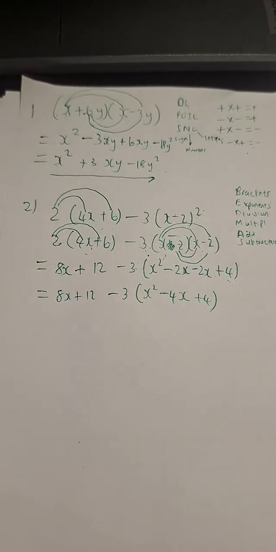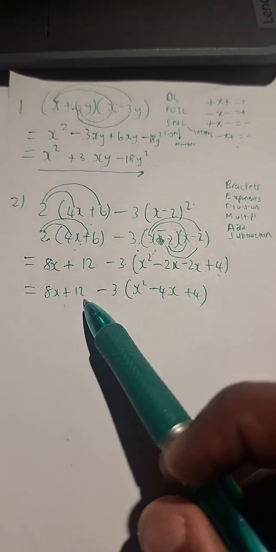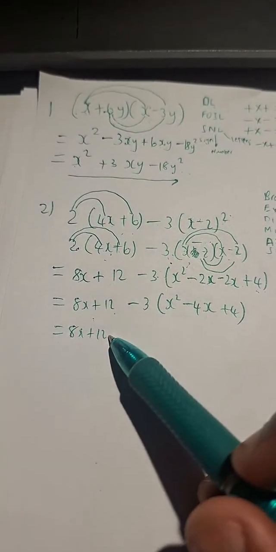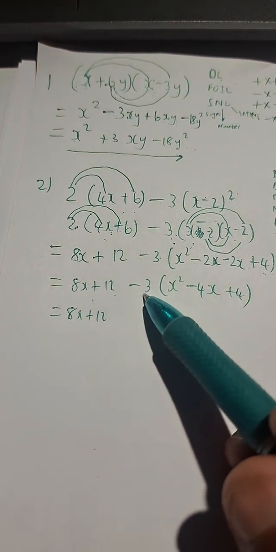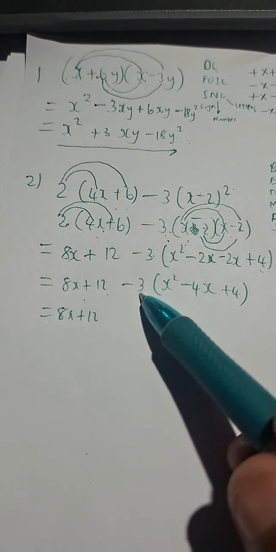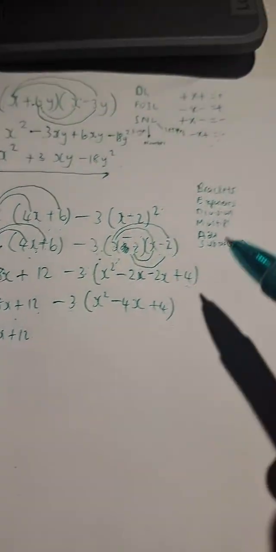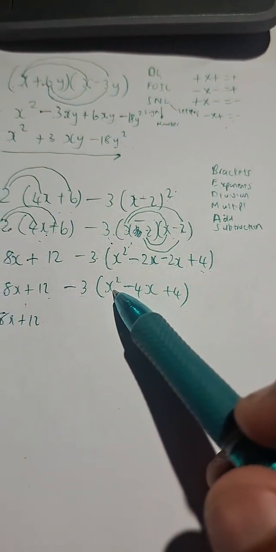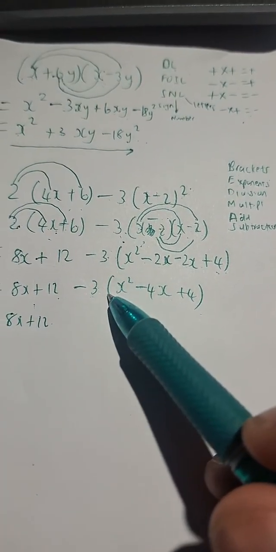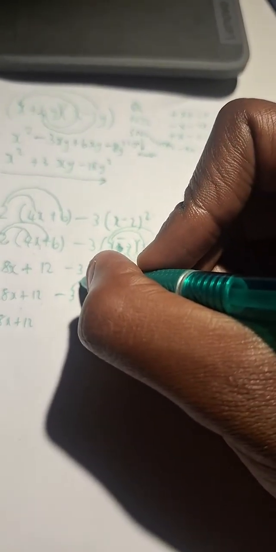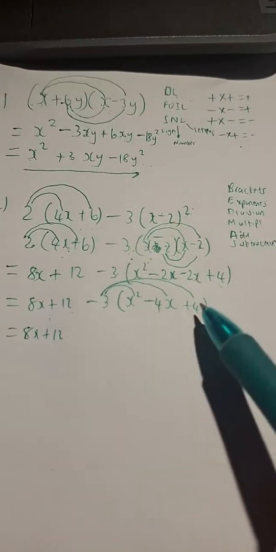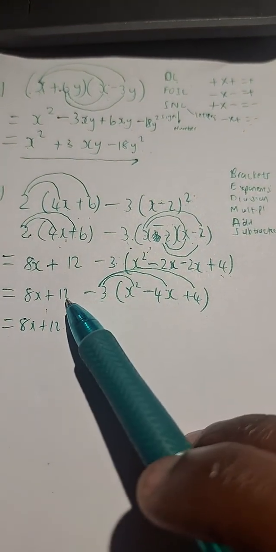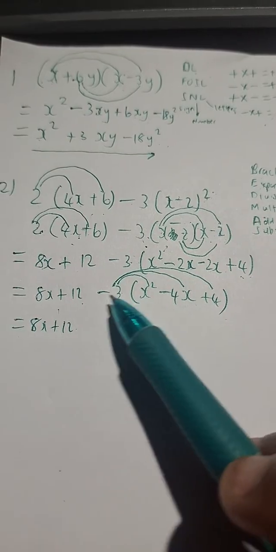Now please take note of what I'm going to do next. 8x plus 12. We still are taking that down. We can't say 12 minus 3. We can't subtract these two. Why? Because this negative 3 has a relationship with the bracket. And in maths, what do brackets mean? Brackets mean multiply. So our priority is to take the negative 3 and distribute it to all 3 terms inside the bracket. So that's why we can't say 12 minus 3 is 9.